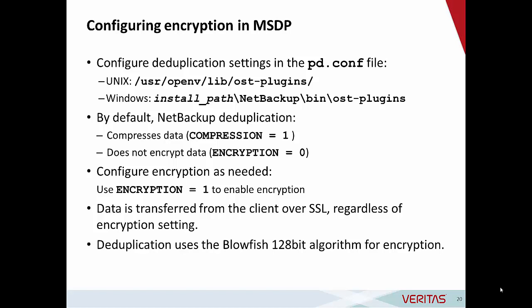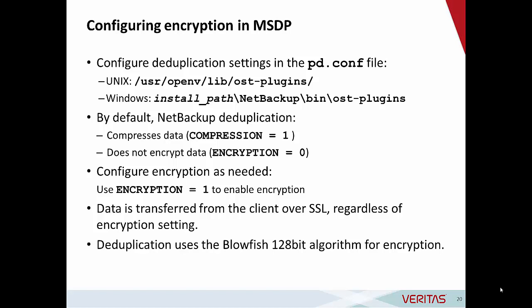Encryption is not enabled in MSDP pools by default because there is a performance overhead associated with it. However, it's a much smaller performance overhead than you would see with other forms of encryption. And that's because when you do MSDP encryption, the data is deduplicated first, and then the encryption is applied.